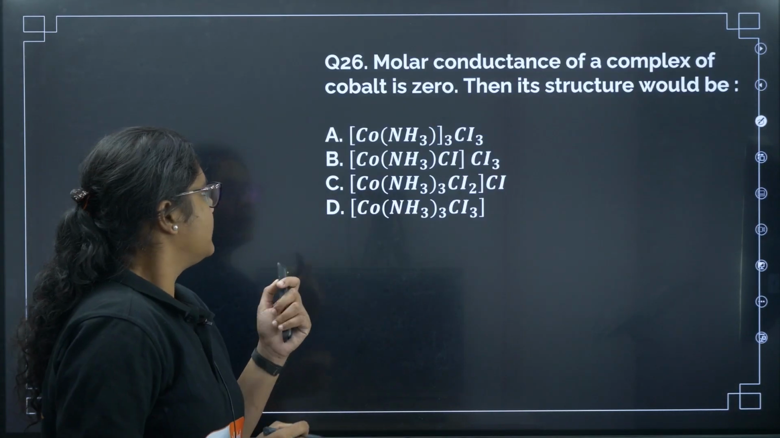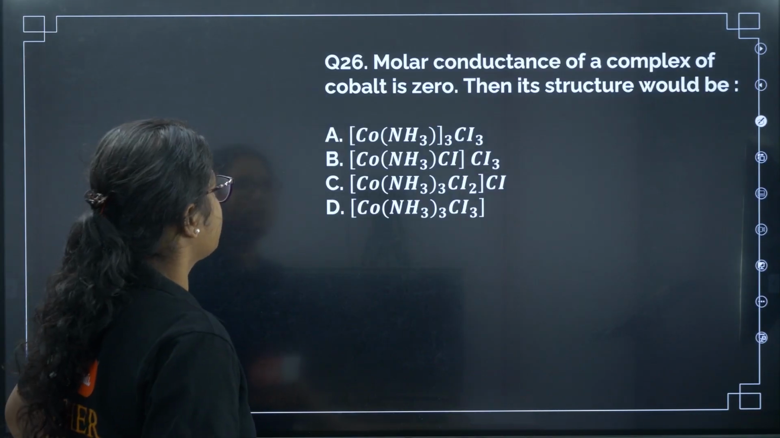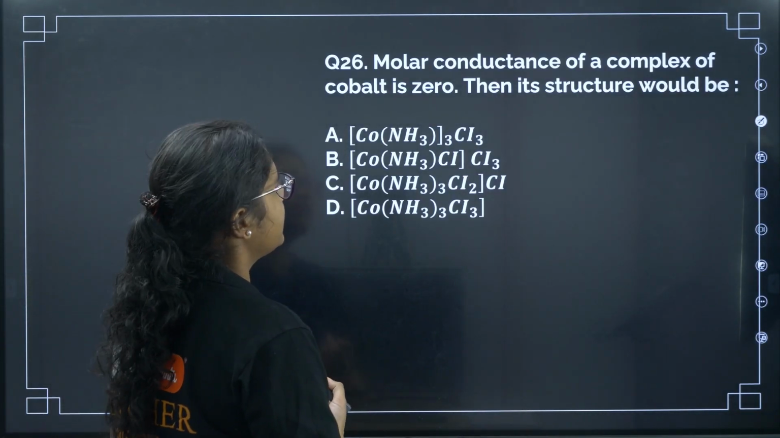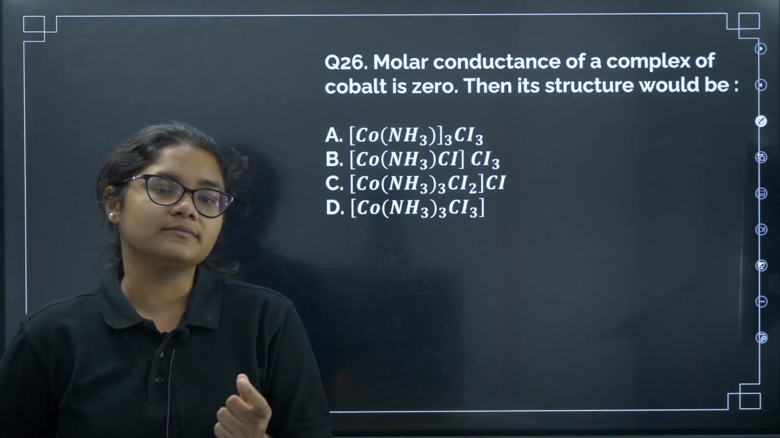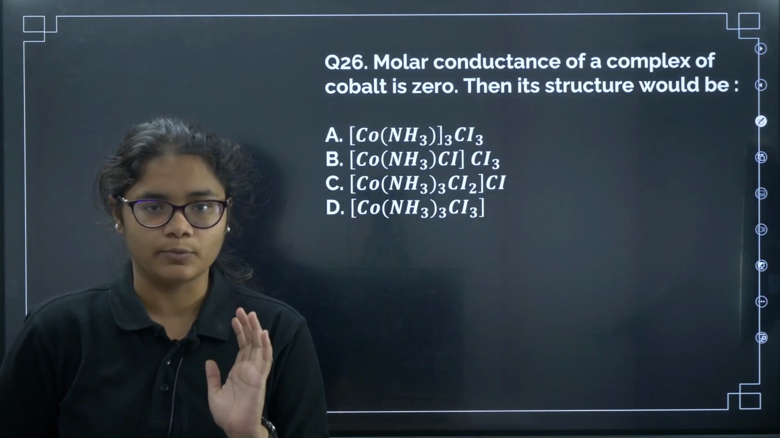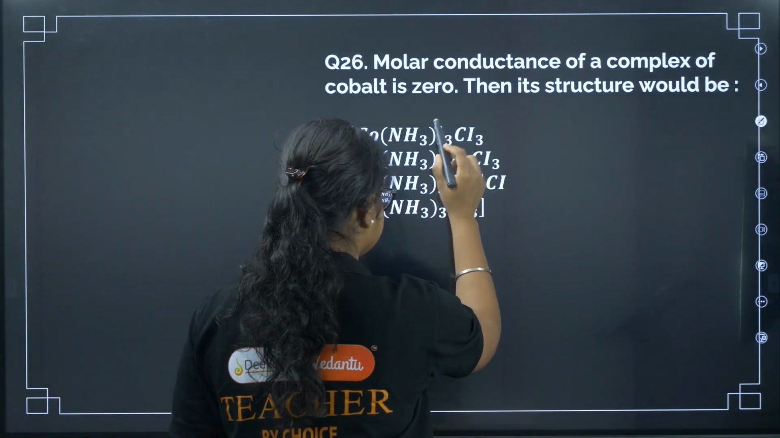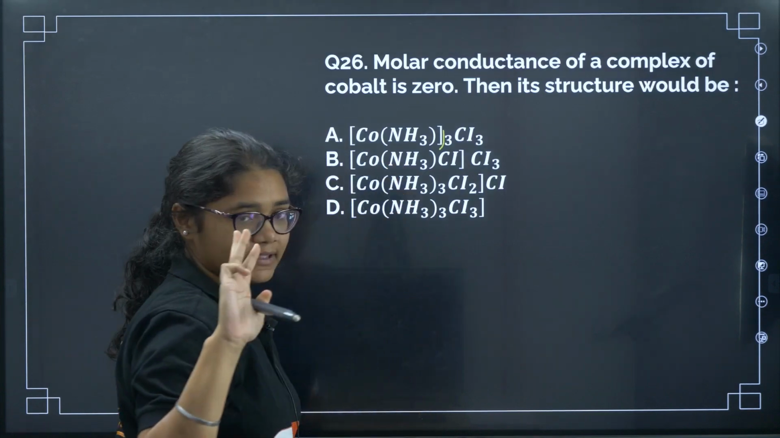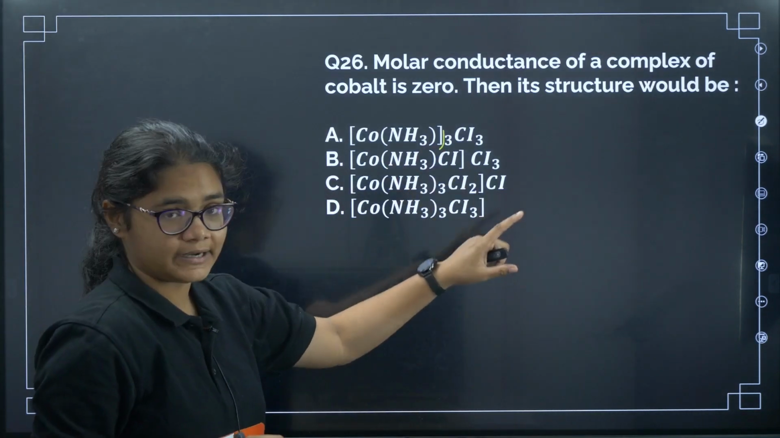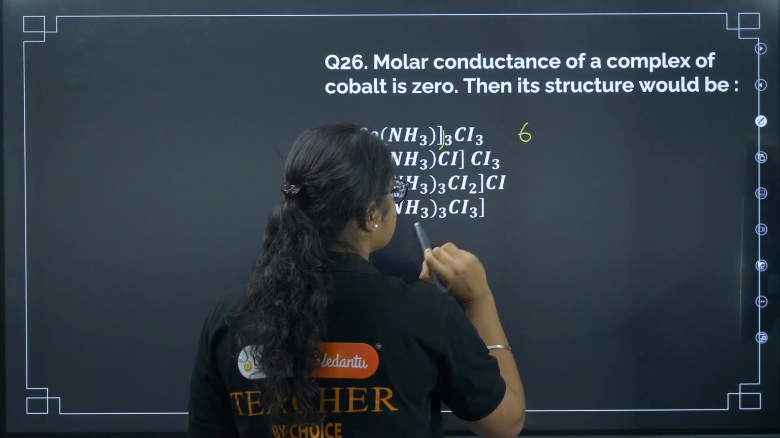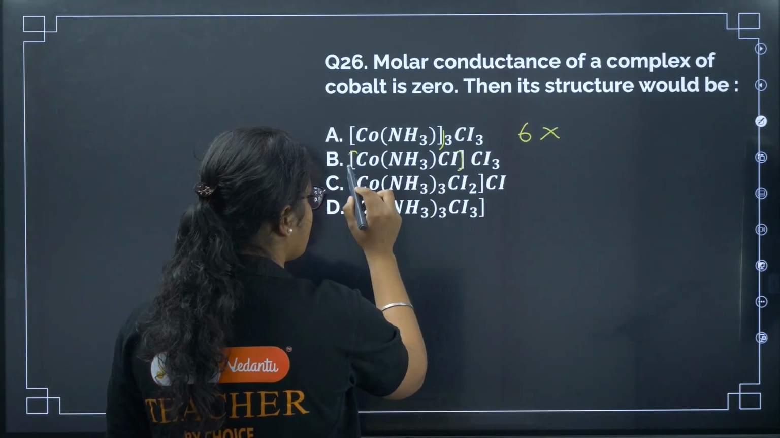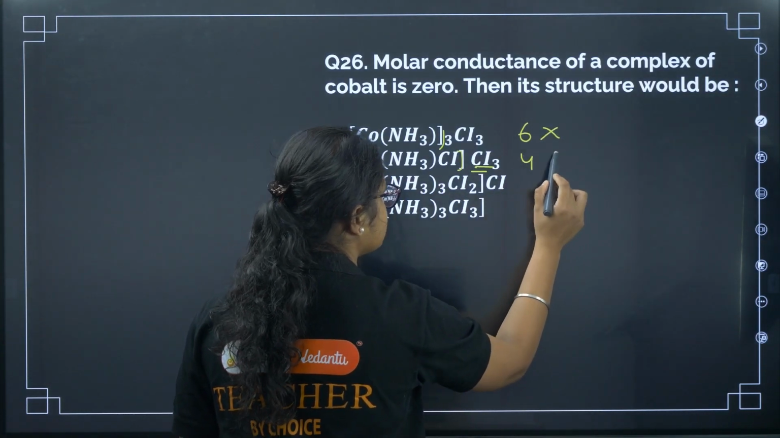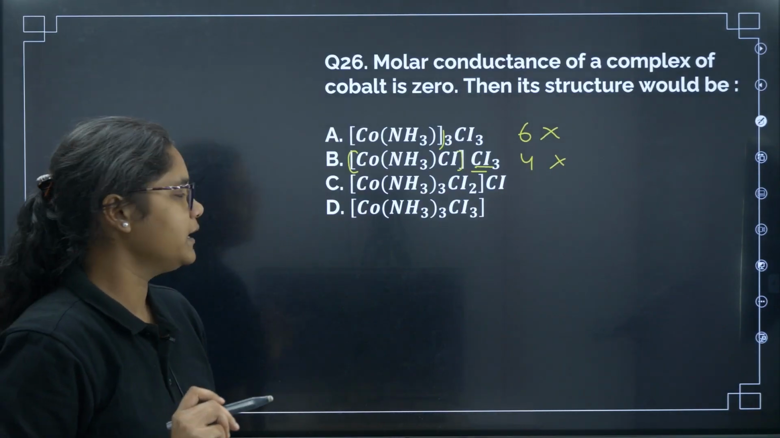Okay. Next, the molar conductance of a complex of cobalt is 0, then its structure would be. So the conductivity becomes 0 when the ions produced are 0. Now if you see here, this complex is having 3 times and chlorine is 3 times, so a total of 6 ions will be produced. So this will not have molar conductance 0. Here you see this is 1 ion and this is 3 ions, total 4. So this molar conductance will also not be 0.